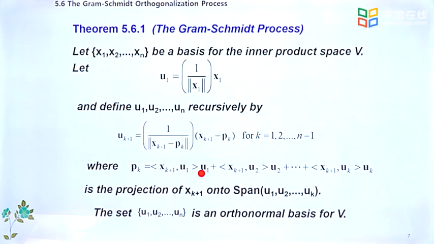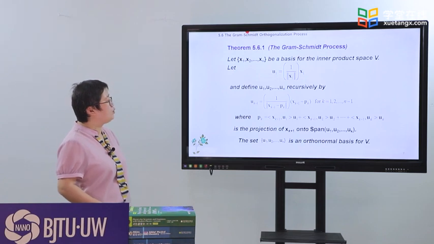where pk is the projection vector, a linear combination of the orthonormal basis vectors u1, u2 till uk, and the scalars before those basis vectors are the inner product of x(k+1) and u1, the inner product of x(k+1) and u2, till the last one, the inner product of x(k+1) and uk. So this is a projection of x(k+1) onto span of u1, u2 till uk. The set u1, u2 till un is an orthonormal basis for the vector space V.